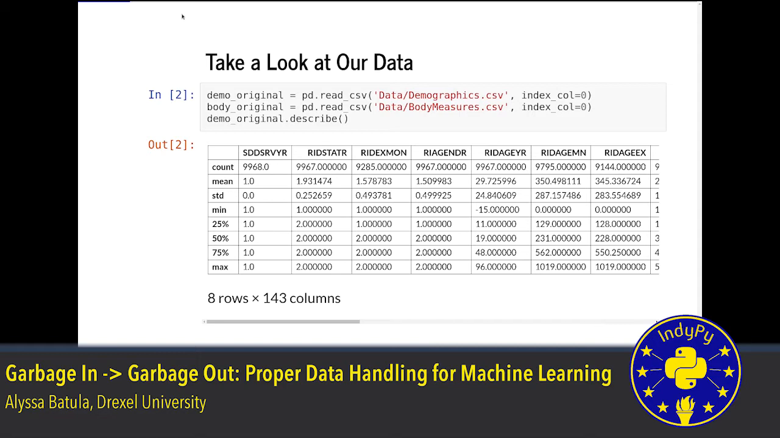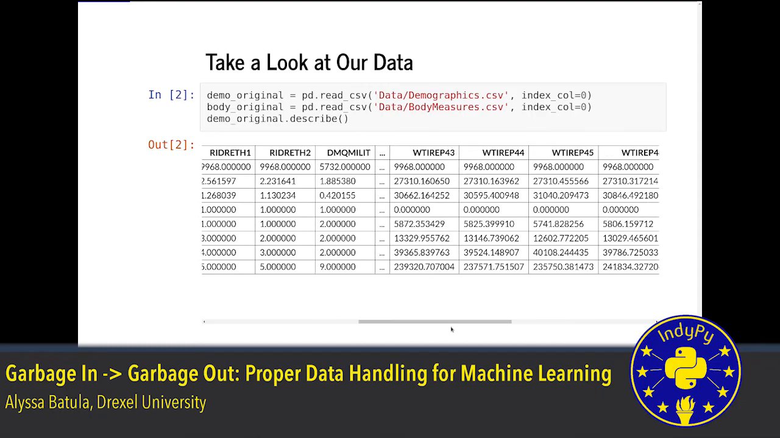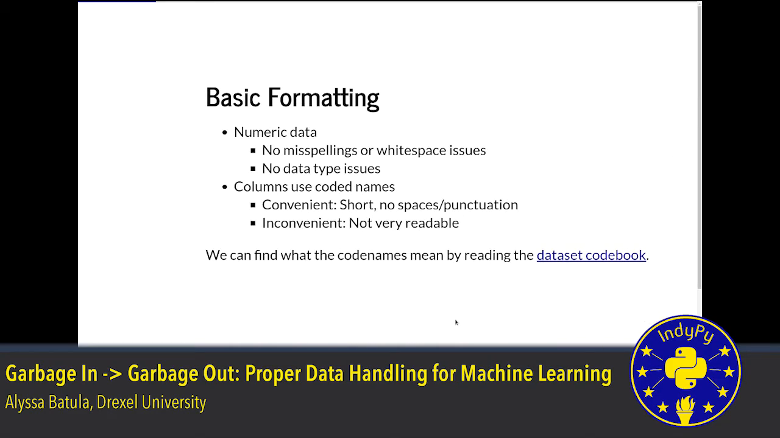So, some basic formatting, as I said, it's all numeric. We don't have to worry about misspellings, white space, or data type, because it's all numeric. But those columns used coded names. So this is really convenient from a programming perspective. They're relatively short, there's no spaces or punctuation, but it's not readable.